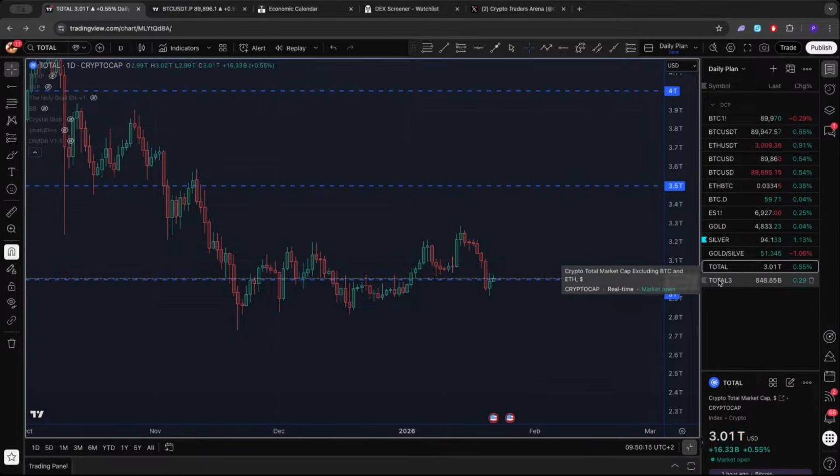And by the way, if you are a good day trader, if you are a good scalper, you can make a lot of money. And I'll show you in a couple of minutes.